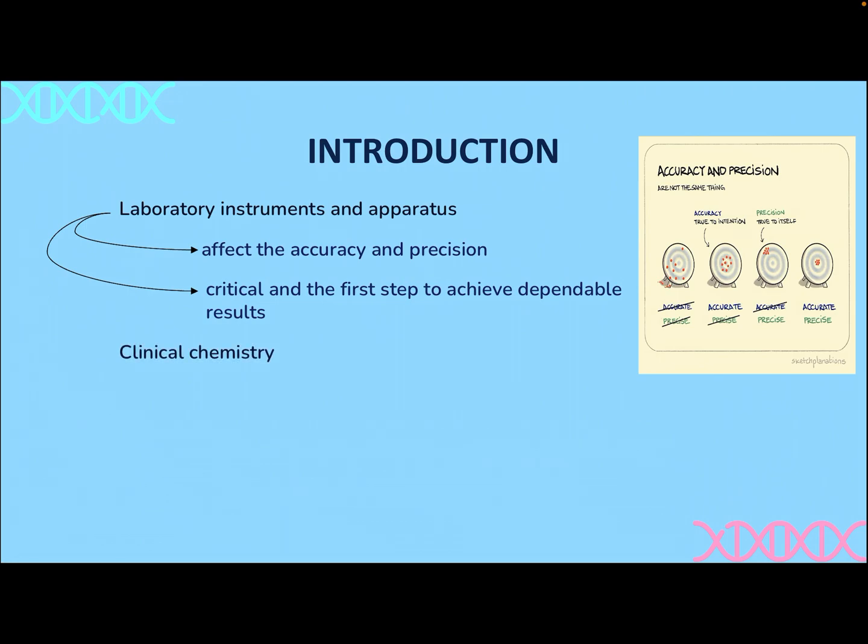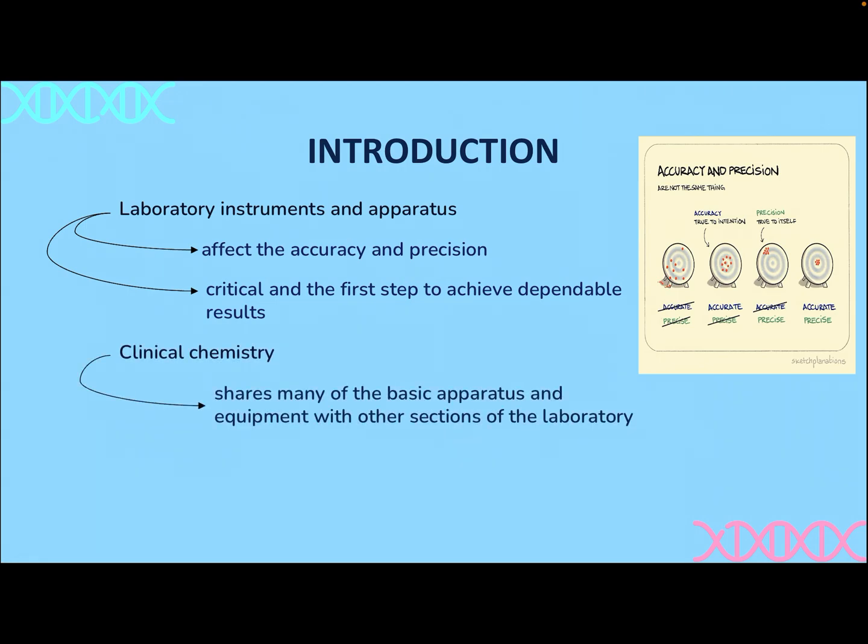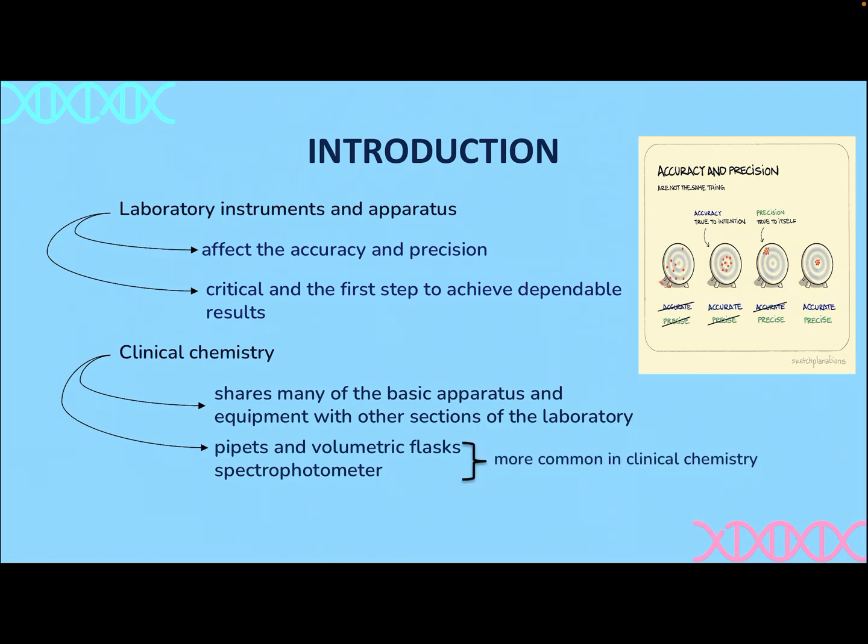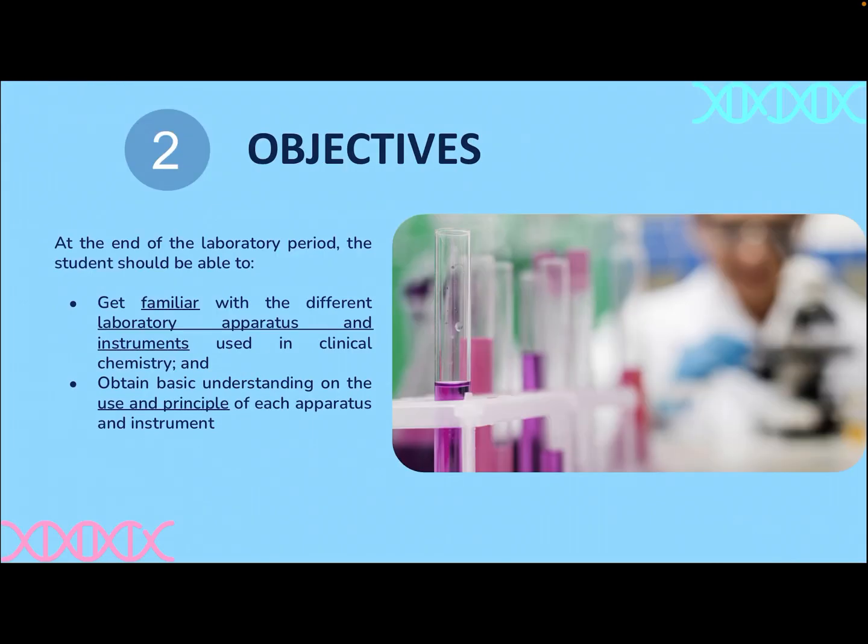Clinical chemistry shares many of the basic apparatus and equipment with other sections of the laboratory. However, measuring devices like pipettes and volumetric flasks and equipment like the spectrophotometer are more commonly encountered in this section of the laboratory. For the objectives, you were able to get familiarized with the different laboratory apparatus and equipment or instruments, and you were able to obtain the basic understanding on the use and principle of each.